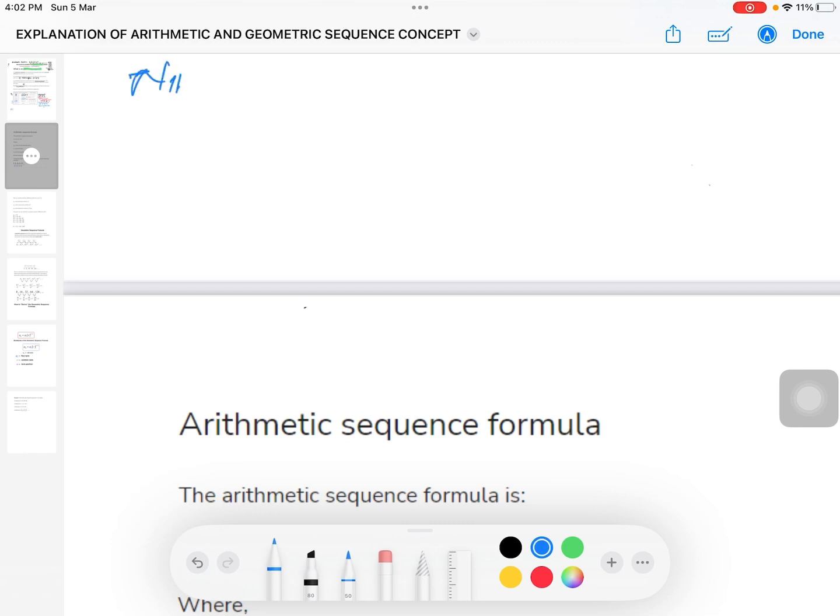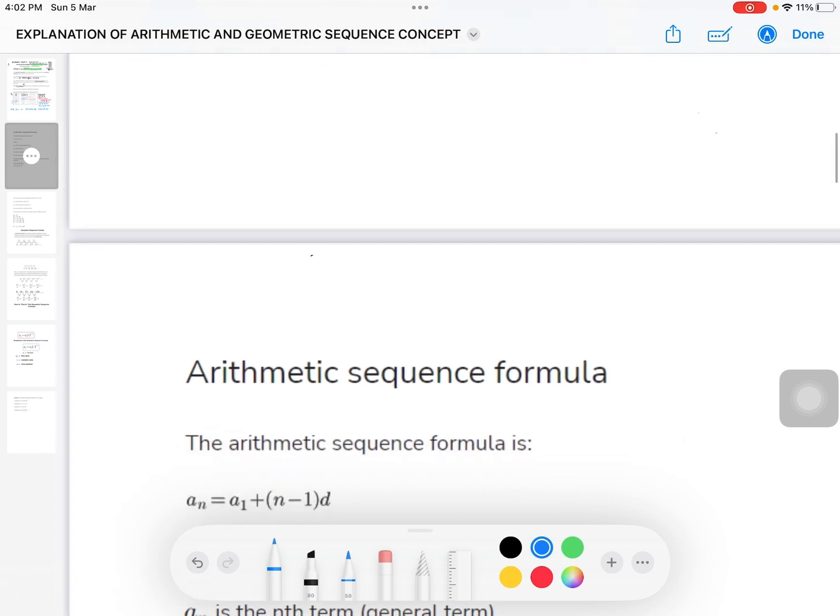Nth term or formula for arithmetic sequence. Now how to find the nth term or the formula for the arithmetic sequence?